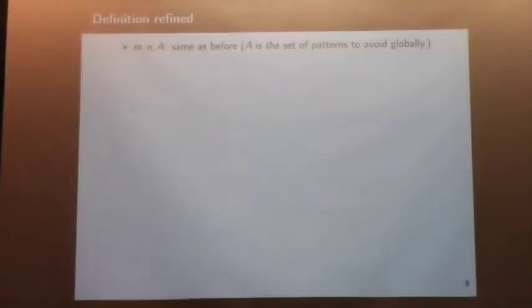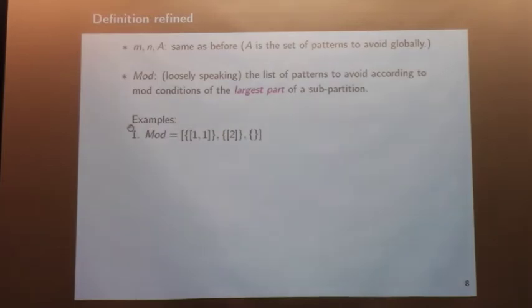Okay, so for that we need to refine our definition. Let M and A be the same as before. So A is the set of patterns to avoid globally. So mod, loosely speaking, is the list of patterns to avoid according to mod conditions of the largest part of a subpartition. So it's best illustrated by an example.